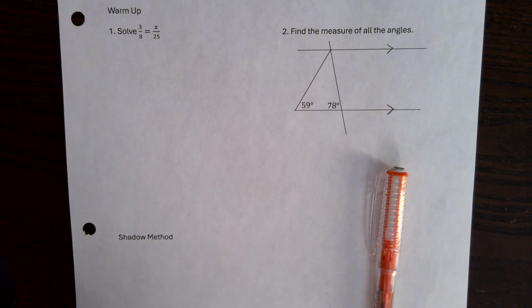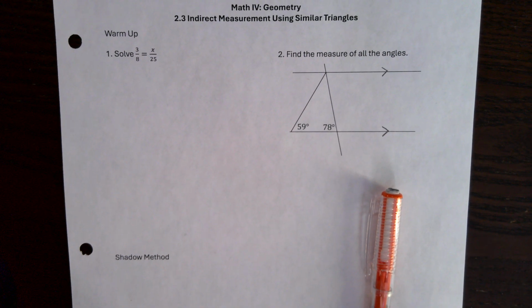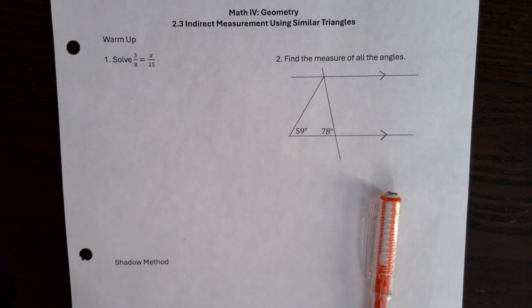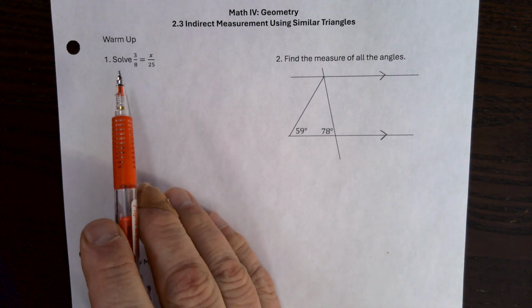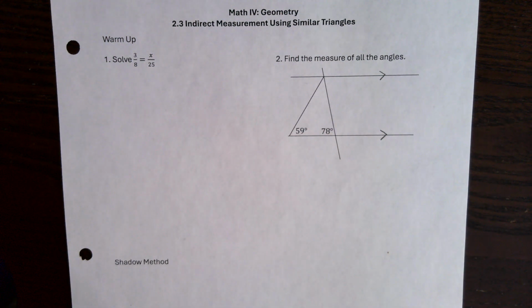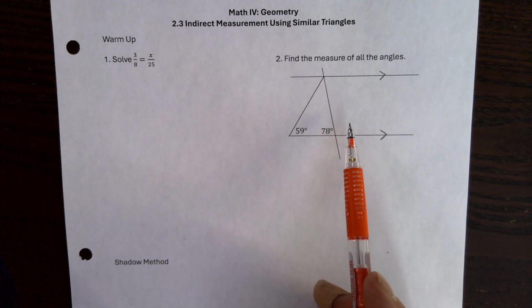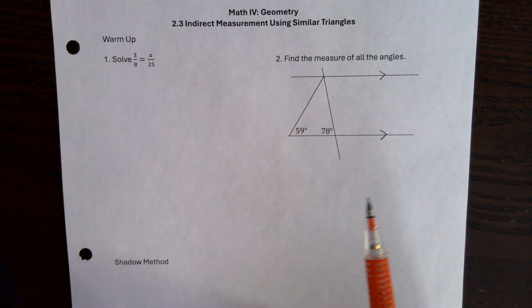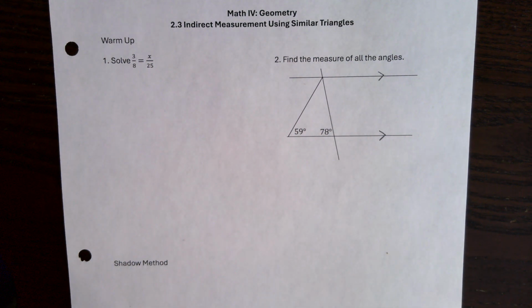This is lesson 2.3 on indirect measurement using similar triangles. There are two warm-up questions, so please go ahead and pause the video and work these two problems, and then unpause it when you're done. This will give you an opportunity to review stuff that we've already covered and see how well you are doing with that content. So go ahead and pause the video and work those two problems, and then unpause.